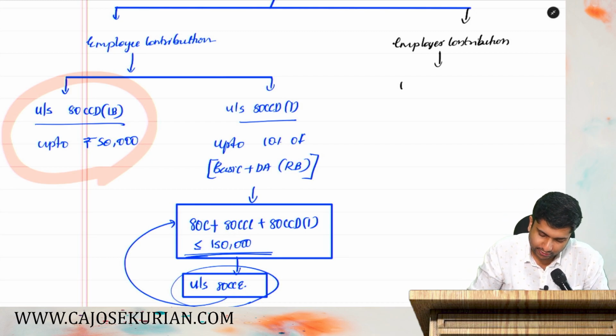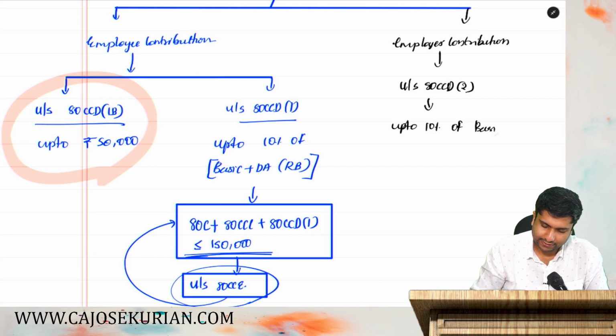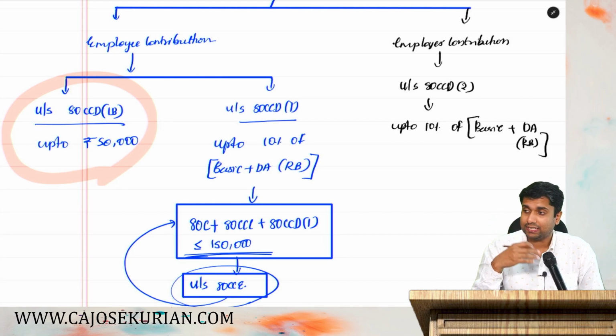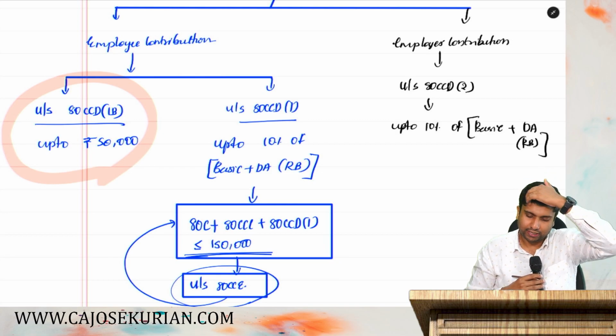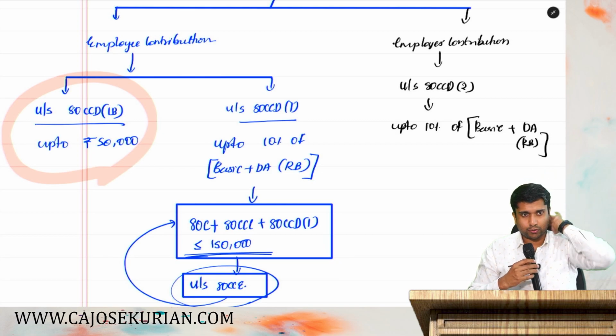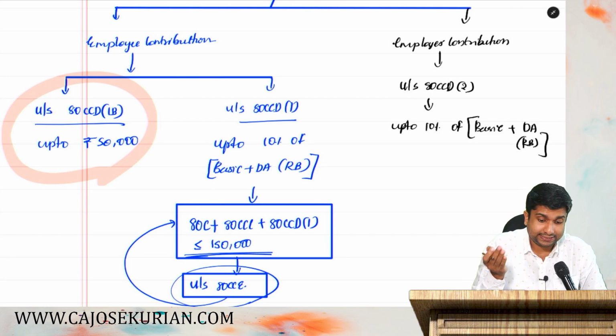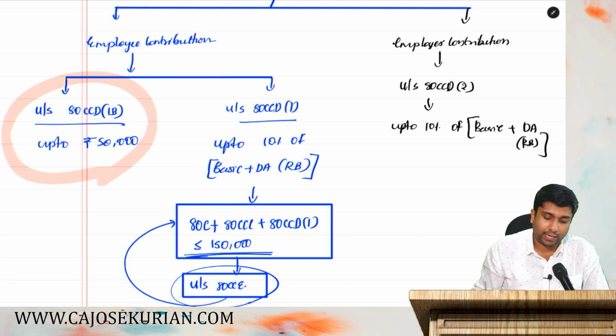So what does the department say? Under section 80 CCD subsection 2, up to 10% of basic plus DA forming part of retirement benefit shall be the deduction. Under 80 CCD subsection 2, 10% of basic plus DA forming part of retirement benefit is allowed as a deduction. I hope that is also clear. Now, this is how you claim deduction under chapter 6A 80 CCD. You have to split it into employer contribution and the employee contribution.